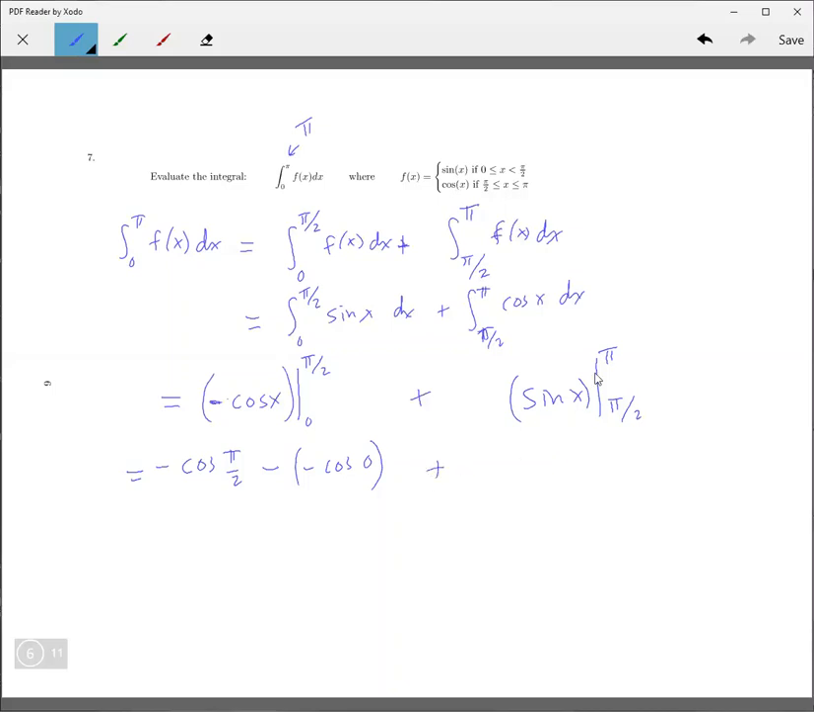And then over here, you plug in the upper limit, so that's going to be sine pi, subtract, and plug in the lower limit, pi over 2. Okay, now cosine of pi over 2 is 0, so that goes away. Sine of pi is also 0. And this is going to be positive cosine of 0. So this is going to be 1. And this is also 1, but it's minus 1. Okay, so all that work for getting 0 as the answer.